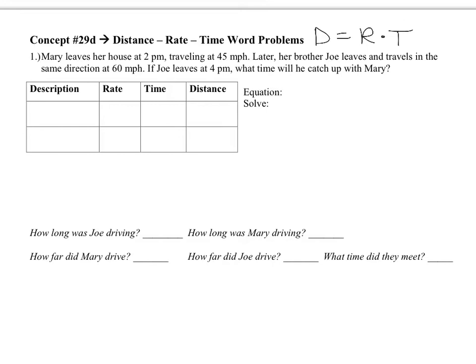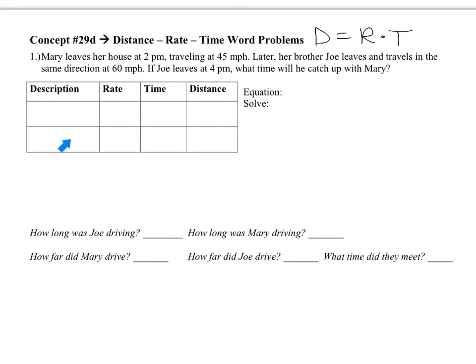So let's just take a look at number 1. Number 1 says Mary leaves her house at 2 p.m., traveling at 45 miles per hour. Later, her brother Joe leaves and travels in the same direction at 60 miles per hour. If Joe leaves at 4 p.m., what time will he catch up with Mary? All right, so we are not going to worry about the question right now. We're going to worry about the question at the very end. What we're going to do now is fill out all the things that we know.